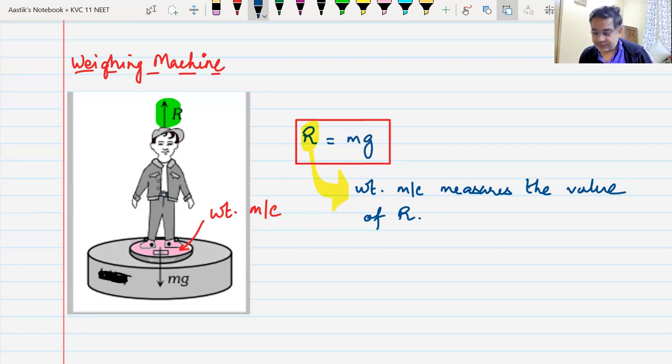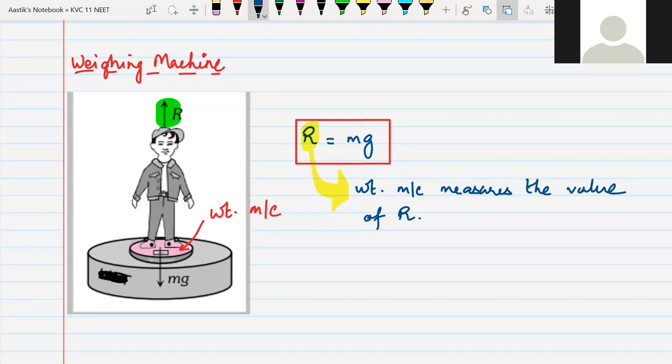Now, if the man is stationary, not moving anywhere, the weighing machine will measure the actual weight, or the normal reaction R. Yes or no? But if we change it to a lift and the lift starts to move, then what will happen?